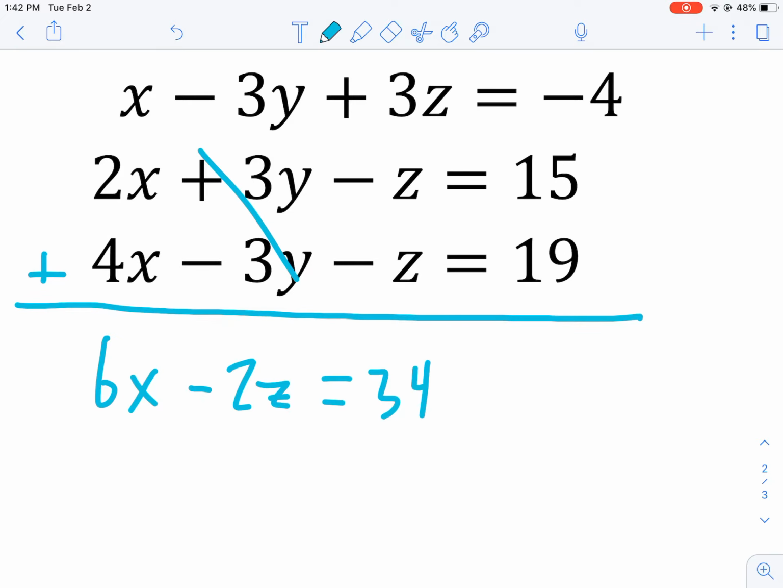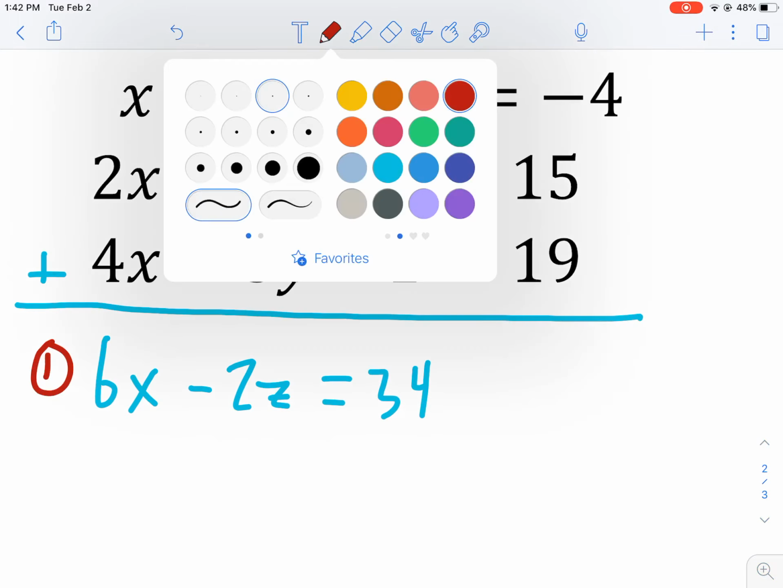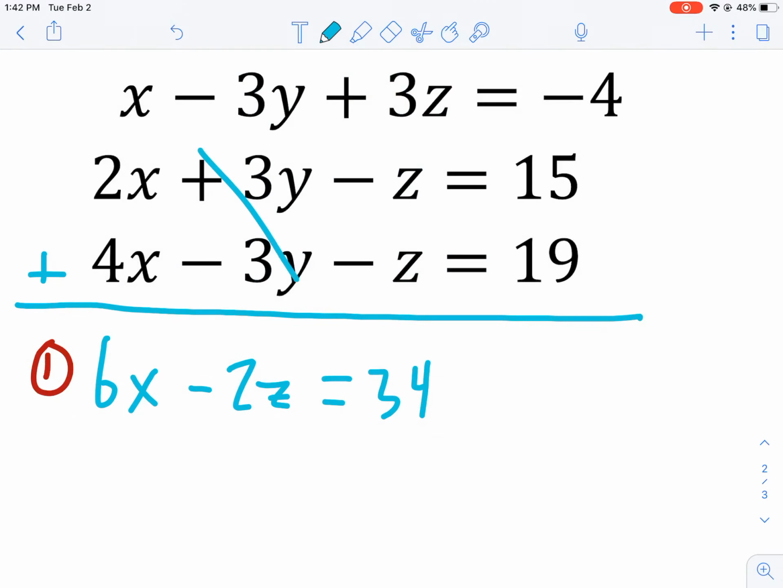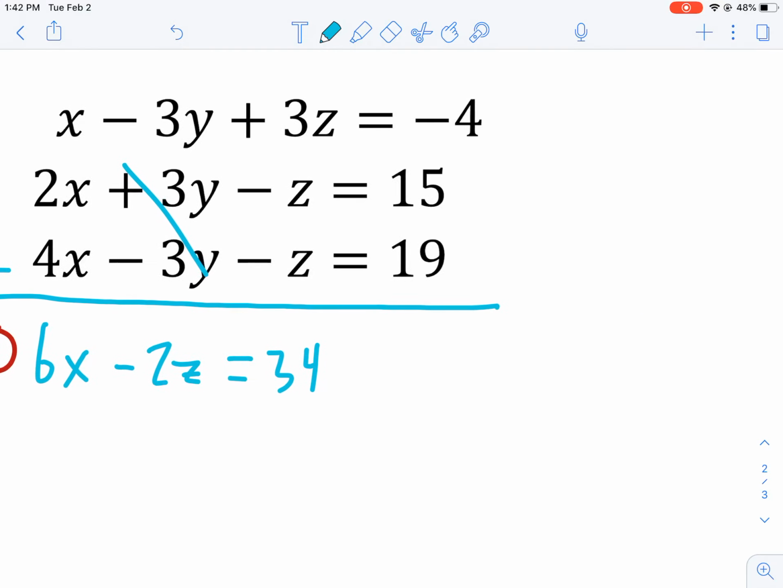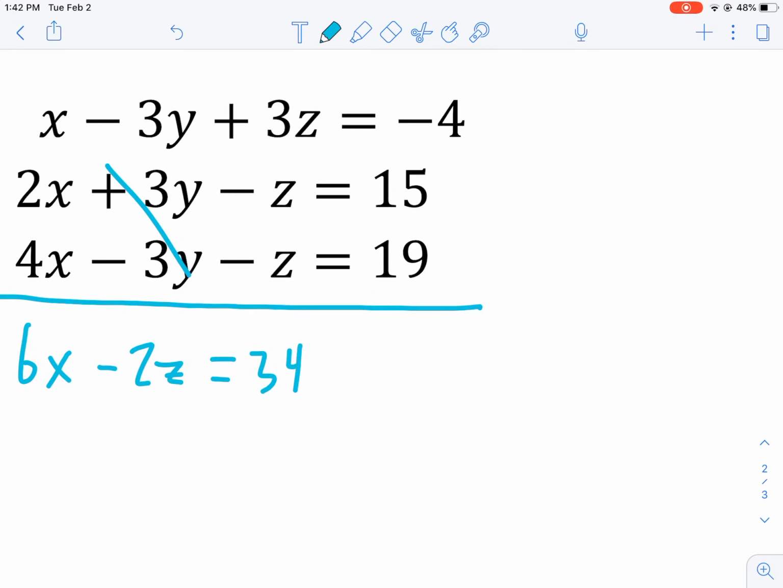Actually, I don't want to do that. I want to do this. Okay. Now, I need to get another equation because I want to make that 2 by 2 system with x and z. So now, I just did the second and third equation. Now I want to do the first and second. So I'm going to rewrite both of those equations. Actually, I can just do this.